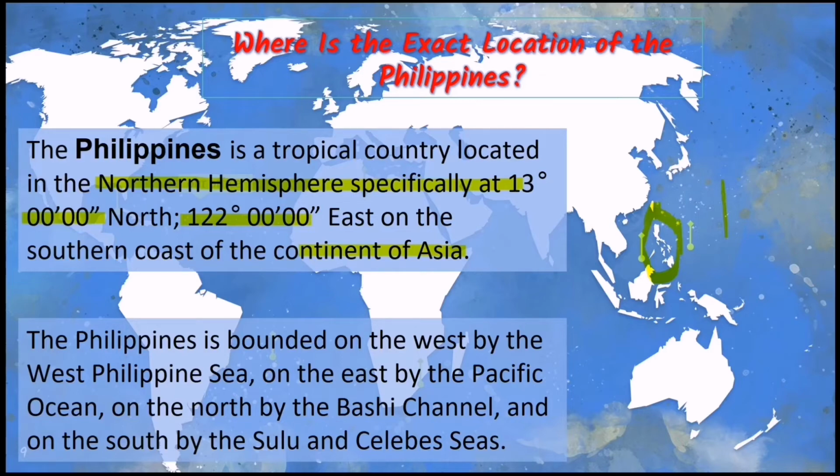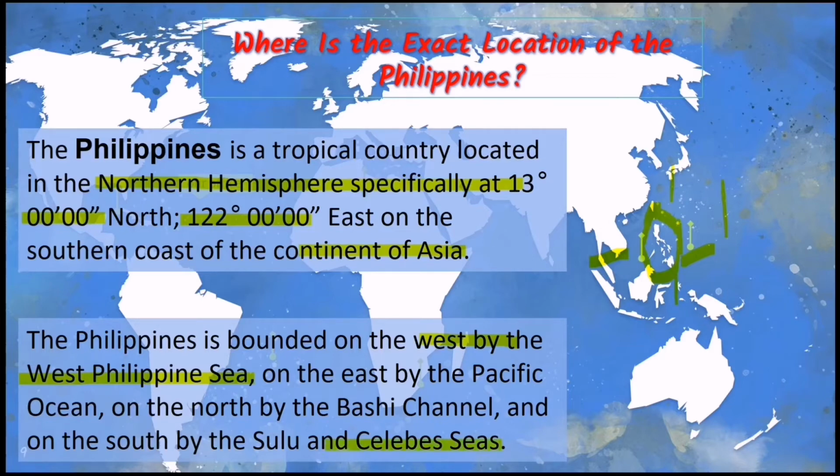So the Philippines is bounded on the west by the West Philippine Sea, on the east by the Pacific Ocean, on the north by Bashi Channel, and on the south by Sulu and Celebes. So napalibutan ta og water, di ba? Ang water is what we call the hydrosphere.